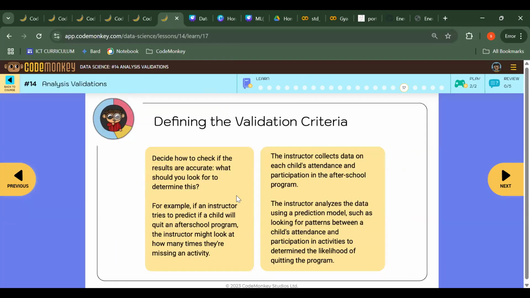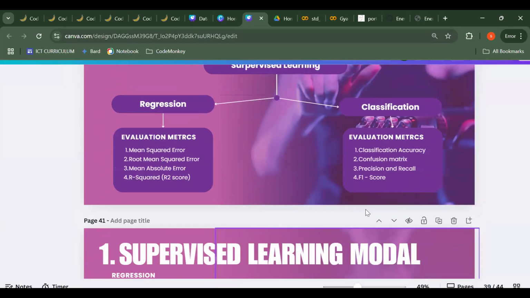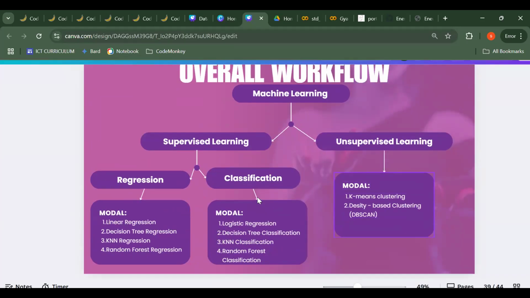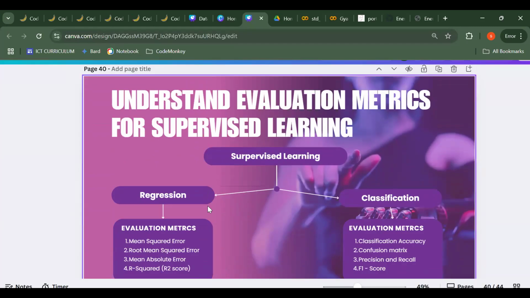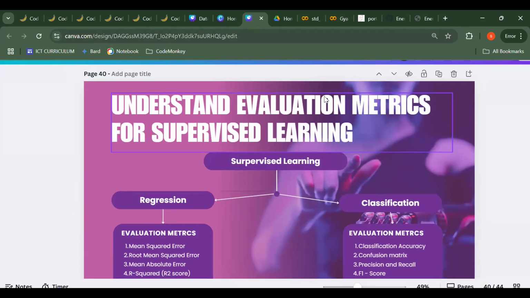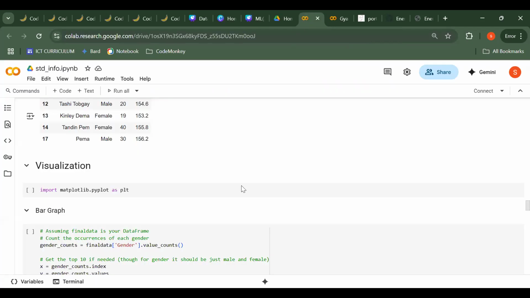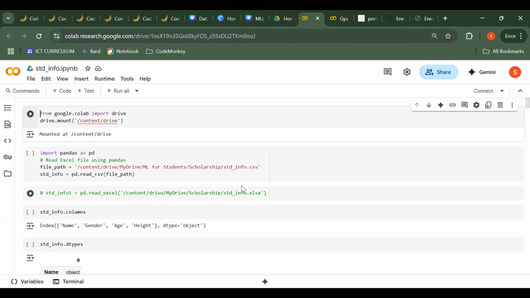So there are validation criteria. In this module, in the machine learning module, we talked about evaluation metrics. Practically, we find evaluation metrics like mean square error and root mean square error. I will show a little bit of this in the code, using Python packages.